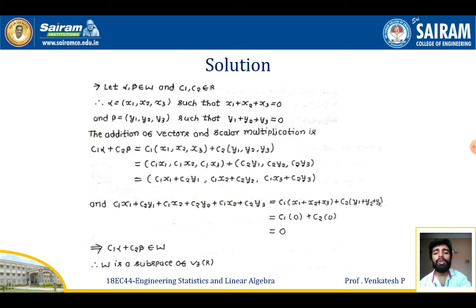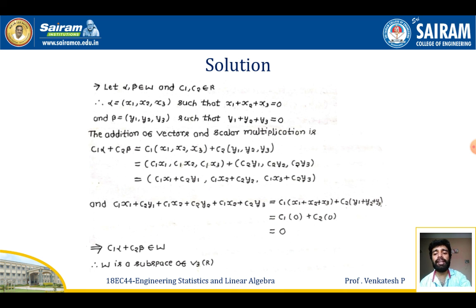Now to show that C1 alpha + C2 beta belongs to the subset W, this vector must satisfy the condition that the sum of its three components should be equal to 0. So now add these three components: C1x1 + C2y1, C1x2 + C2y2, C1x3 + C2y3. Since C1 and C2 are common factors, I can take them out. I get C1(x1 + x2 + x3) + C2(y1 + y2 + y3). Since each sum is 0, I get C1(0) + C2(0). The answer is 0.